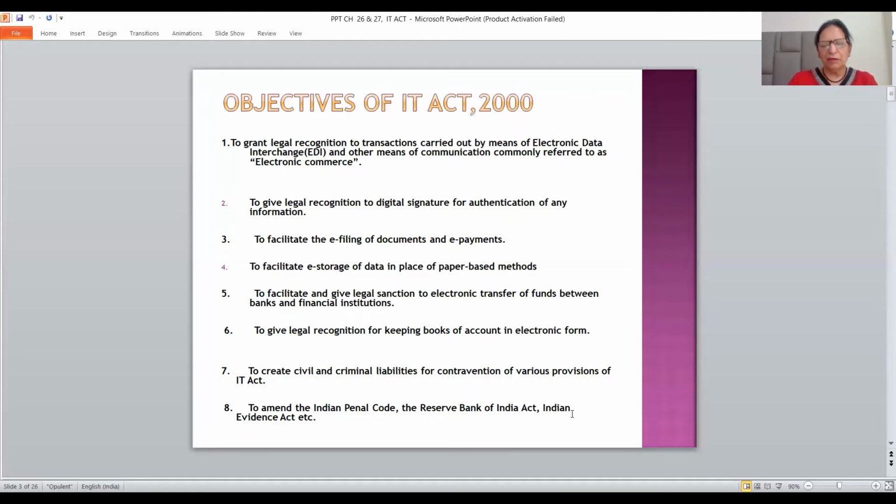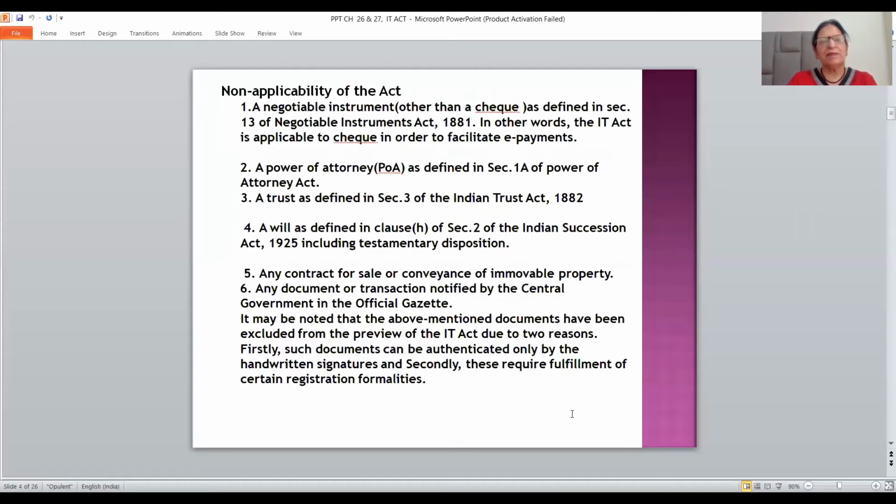Moving ahead, the next question is non-applicability of the Act. There are certain documents where this IT Act is not applicable. A negotiable instrument other than a check, as defined in Section 13 of the NI Act 1881. The IT Act is applicable to check, but it is not applicable to bill of exchange and promissory note, because these are the other negotiable instruments defined under Section 13. In other words, the IT Act is applicable to check, as I told you just now, in order to facilitate e-payments.